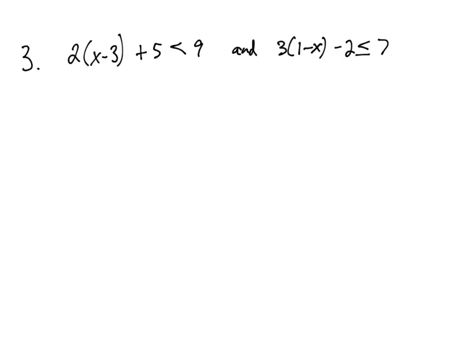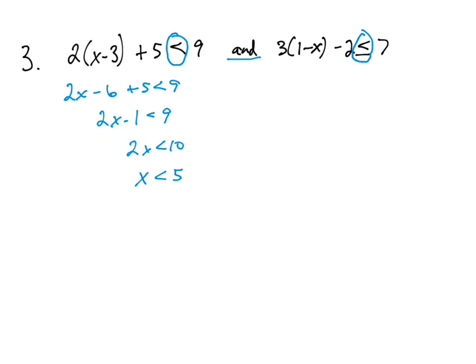Okay, so what we have here is a compound inequality, and a compound inequality is separated by, this one is separated by the word and. Compound inequality is present when we have two inequality symbols. So we just solve them separately, and then at the end we can combine their solutions. So this one over here on the left, we have 2x minus 6 plus 5 less than 9. 2x minus 1 less than 9. So x is less than 5.